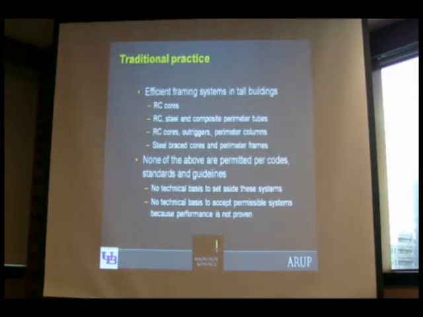So if we look at efficient framing systems in tall buildings, I've listed four types of framing systems here. We note that none of these are permitted per codes, standards and guidelines in any part of the world. So if you wanted to make use of a framing system with a reinforced concrete core and some outriggers to engage the perimeter columns, best of luck, you're not going to find that as a permissible framing system in any code, standard or guideline in the world. So suddenly you run into a problem with your regulator. So how does the building official check your work if you're using a framing system that's not allowed?